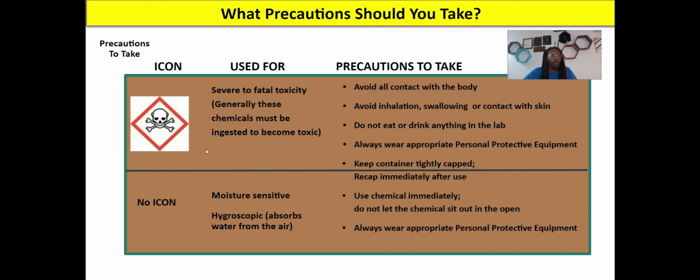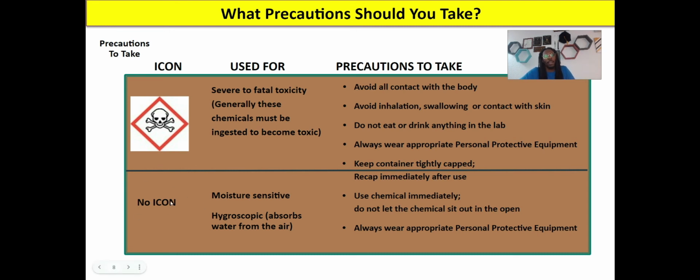And then the last one, we've got the skull. So the skull, it's fatal. You can die. We don't want people to die, at all. Very similar to all the other precautions, right? But this one is just a little bit more serious. You want to avoid contact with the body. Never eat or swallow anything or get it on your skin. Of course, have on that PPE. And then keep that tight on there.